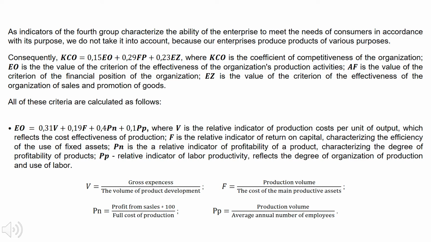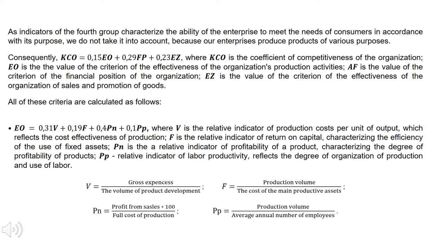As indicators of the fourth group characterize the ability of the enterprise to meet the needs of consumers in accordance with its purpose, we do not take it into account because our enterprises produce products of various purposes. Consequently, KCO equals 0.15 EO plus 0.29 FP plus 0.23 EZ, where KCO is the coefficient of competitiveness of the organization, EO is the value of the criterion of the effectiveness of the organization's production activities, FP is the value of the criterion of the financial position of the organization, EZ is the value of the criterion of the effectiveness of the organization of sales and promotion of goods.